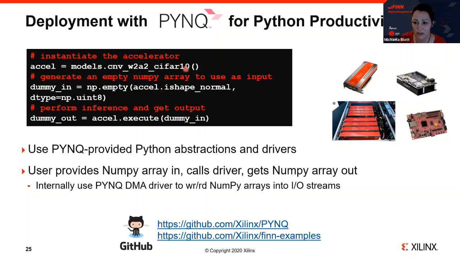So first we instantiate the accelerator here. Then we create an input, in this case a dummy NumPy input tensor with the right dimensions. Note that we operate here on NumPy tensors. This is the common way within the machine learning community. And by the way, internally, we use PYNQ DMA drivers to read-write NumPy arrays and convert them into I/O streams. And then we execute the actual accelerator. Overall, this should be pretty easy to use, even if you're not a hardware person.